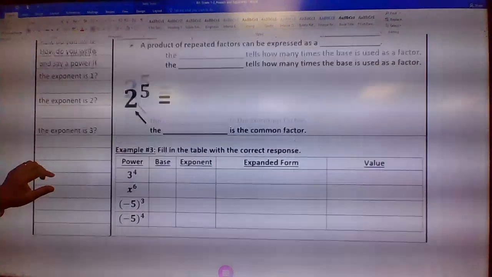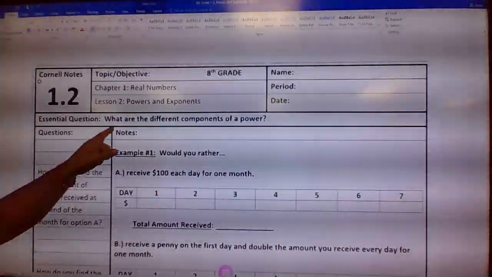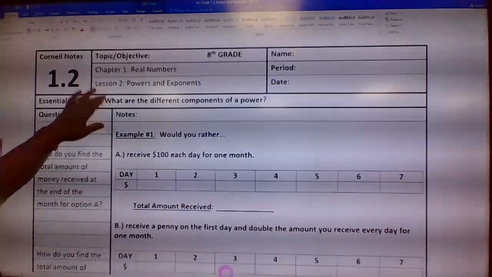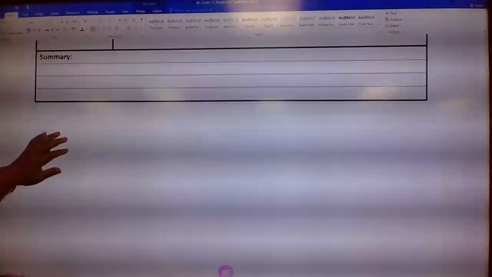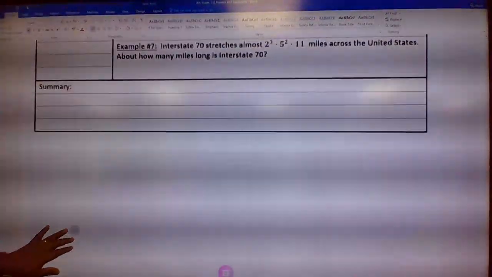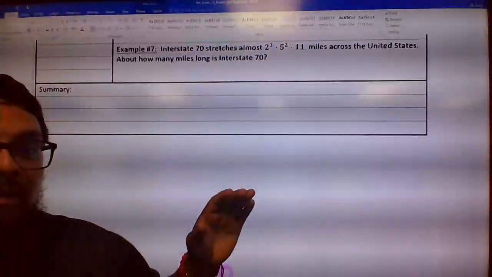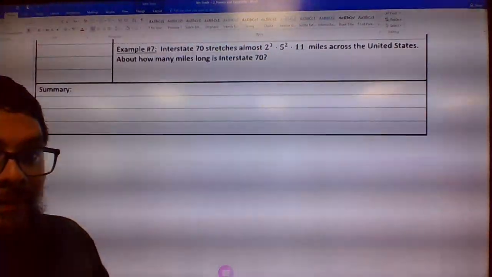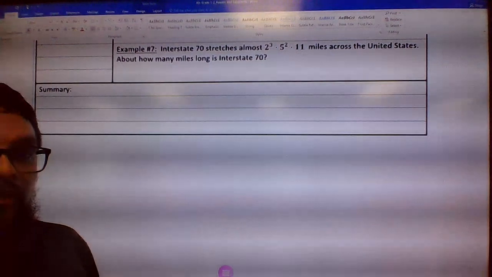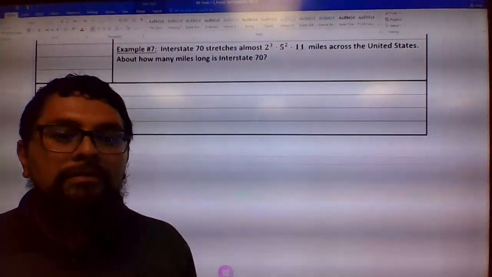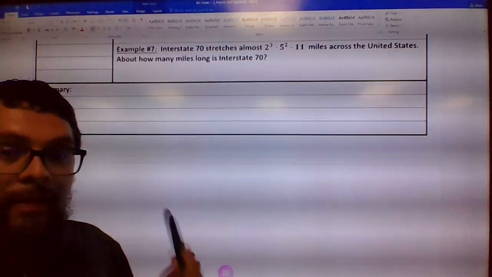The summary is: what are the different components of a power? The different components of a power are the base and the exponent. That's the two components. The whole thing is called a power. All right, guys, that's 1.2.